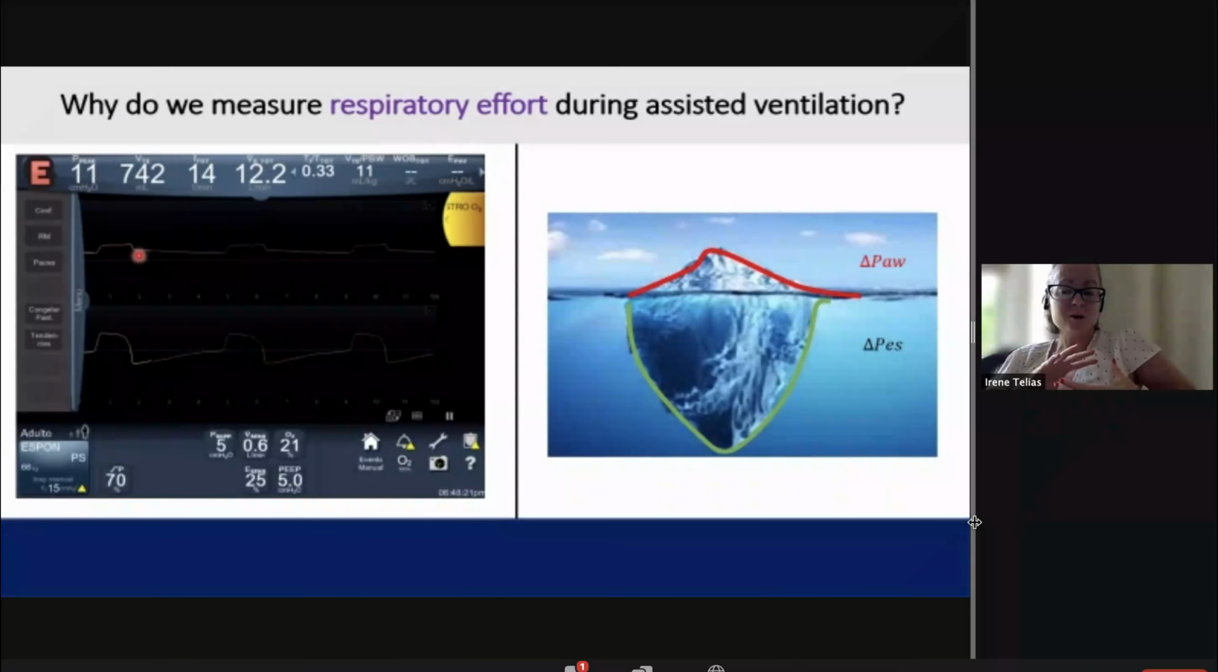But there's also the negative pressure generated by the respiratory muscles. So the sum of these two is the total force applied to the respiratory system. If we don't measure this negative pressure generated by the respiratory muscles, we are really underestimating how much stress and strain the lungs are exposed to.